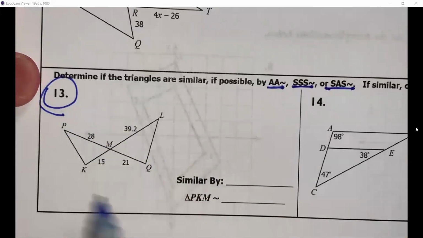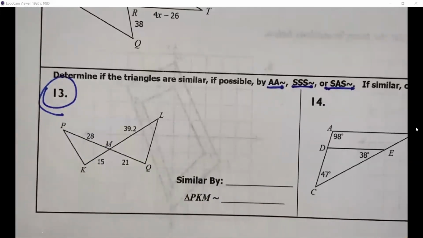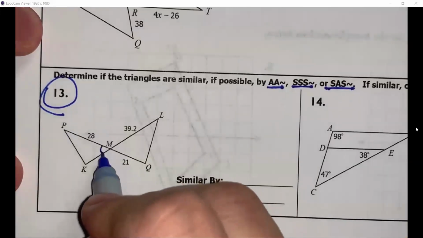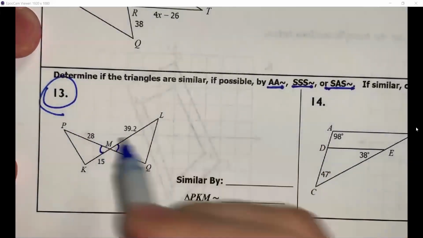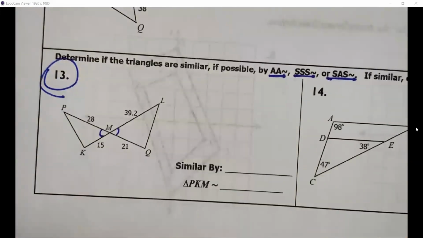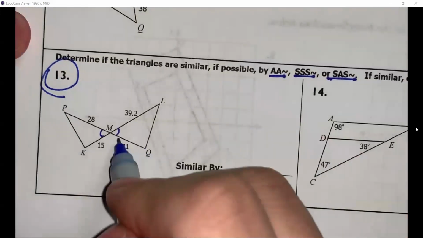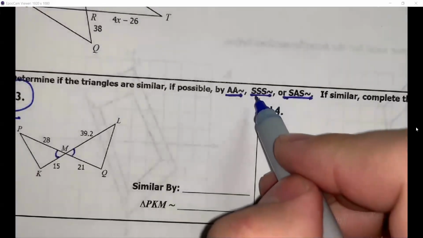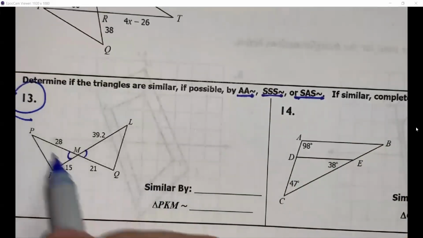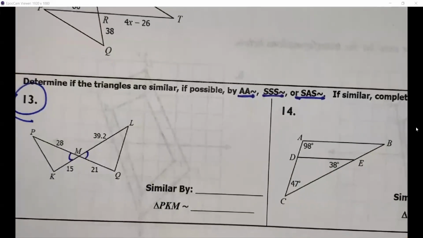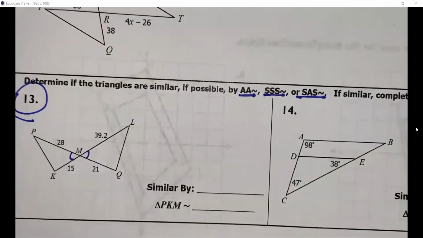I'm going to look at these triangles and I'm going to say, okay, are these triangles similar in any way? So first of all, I know that we have an angle that's the same because of vertical angles, right? So I know that angle M is equal to angle M. So there we have an angle that's the same. So obviously we're not going to use side, side, side. And now we have to determine, are there any ratios that I can make from here where the ratios are all the same?